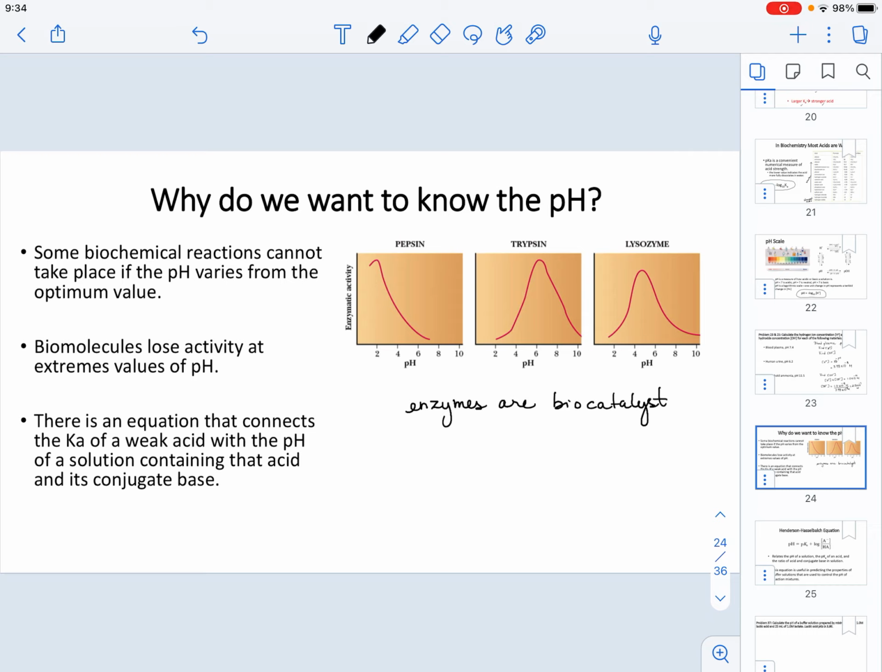To give you an example, if we look at pepsin specifically, this enzyme's optimum pH is around pH 2. While here, where we have trypsin, and we're going to talk about these enzymes later and what they do in the body, its optimum pH is around 7. If we look at lysozyme, and just to give you an insight, all of these enzymes are going to be involved in hydrolysis of different bonds.